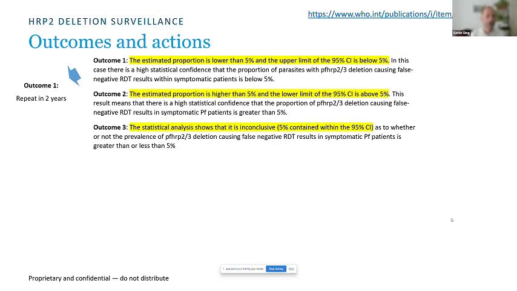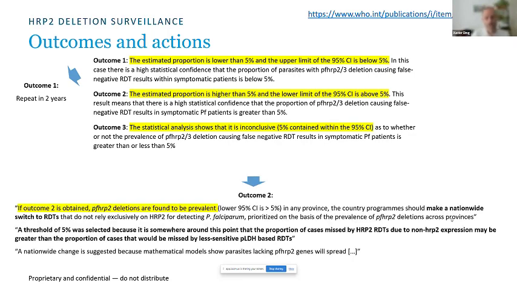So for outcome one, basically, you don't have an issue currently, and the recommendation is to repeat a similar survey within the next 2 years. Outcome two, well, it looks like you have a high prevalence of deletion, so the recommendation is to switch to an RDT that doesn't rely exclusively on HRP2. And again, there are some products recommended by WHO for this.